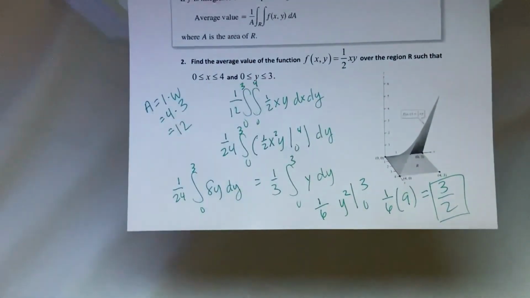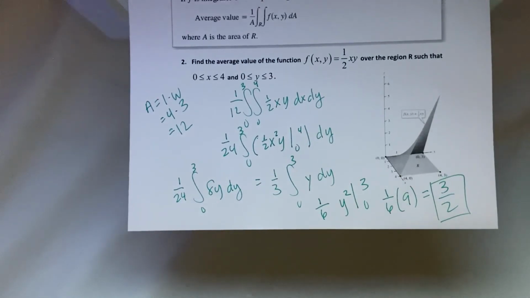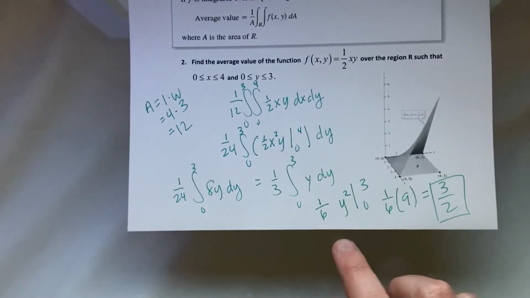So that means the average value is 18 divided by 12, which is 3/2. We got 9 here because we pulled a half out. It would have been 1/2 without the 1/2 being pulled out beforehand. And that is all 14.2.